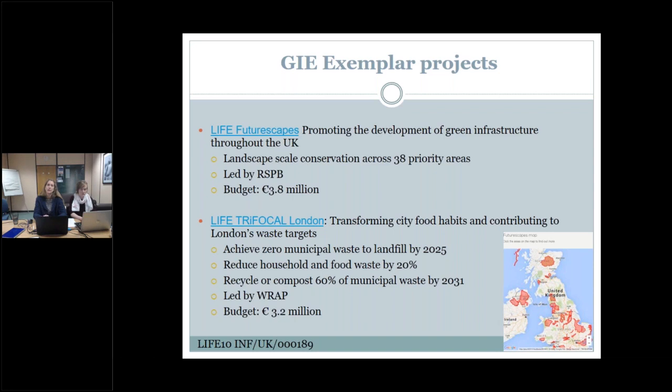Here are 2 exemplar projects under the governance and information strand, and one is the Future Life Futurescape project, which is led by the RSPB, the Royal Society for the Protection of Birds, with a budget of 3.8 million euros. And this is a campaign to promote the development of green infrastructure throughout the UK, focusing on 38 priority areas.